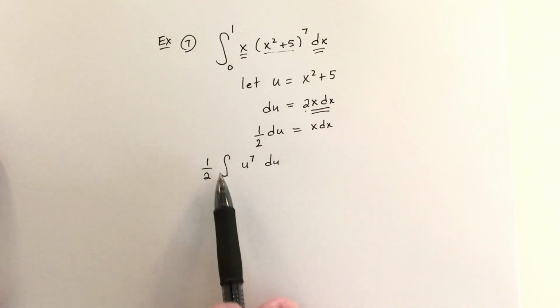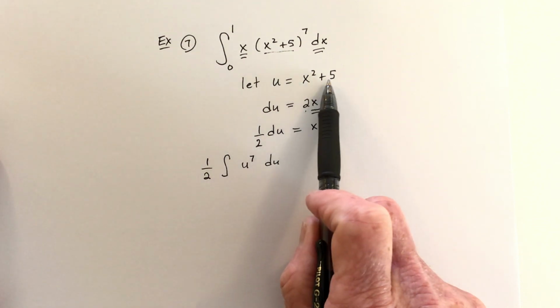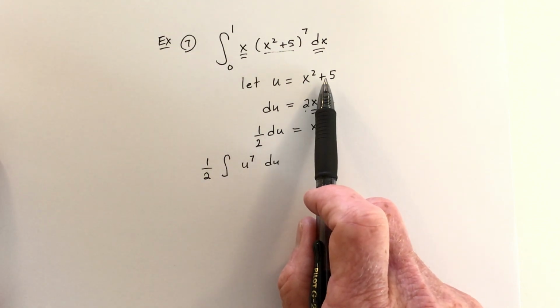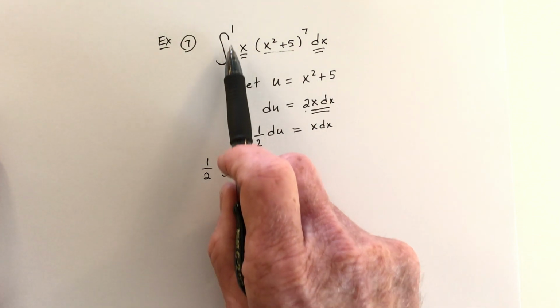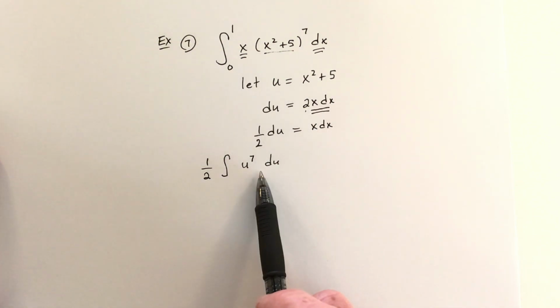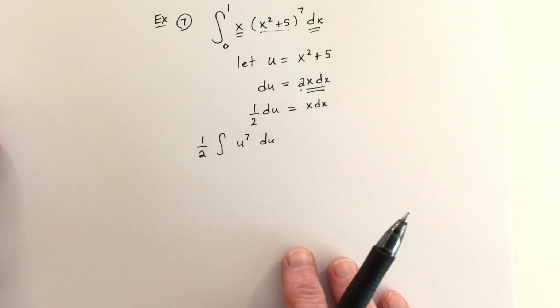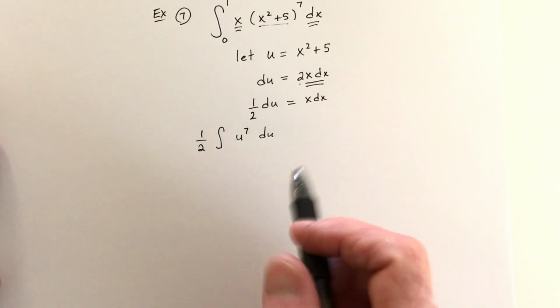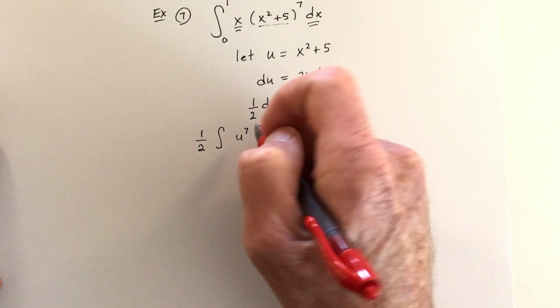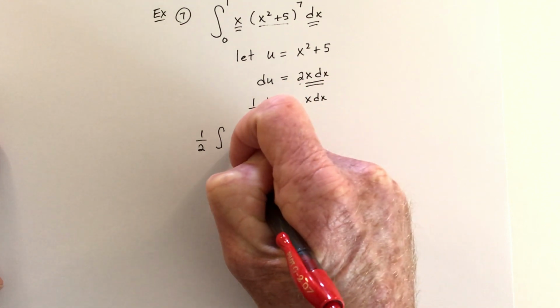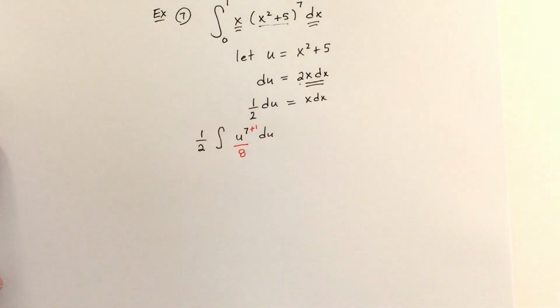So I'm going to finish this problem. When I'm done, I'll replace the u with this x squared plus 5, and then I'll put the 0 and the 1 back once I'm back to x's again. But for now, I just leave off the 0 and 1. So it's a great time to use the red pen. Add 1 to the exponent. That's an 8, and then divide by 8.